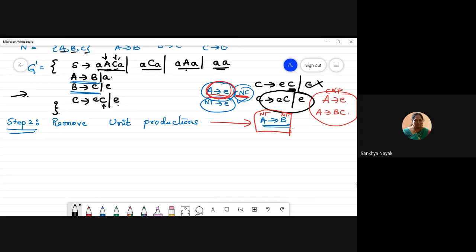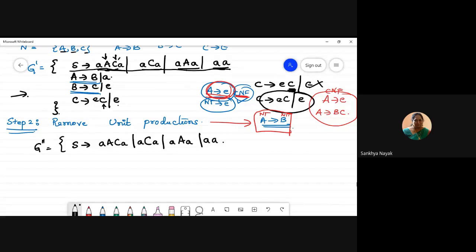Alright. So to remove unit productions, do we make any changes in S? No. Why? Because there are no unit productions in S. So in my G double dash, there will be no change in S. So you have it as it is. There is no change. This will remain as it is. What about the second production? You have to make changes. What? A derives B. So I have to replace B with the right hand side of this B. But the problem here is this one's right hand side also has a unit production.